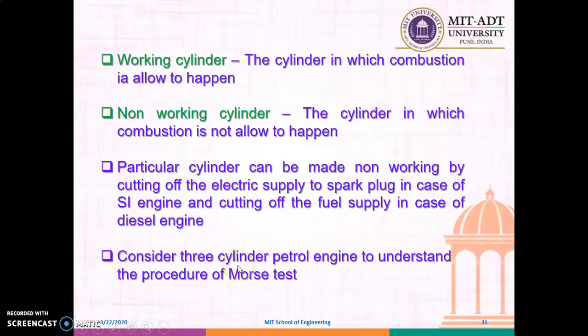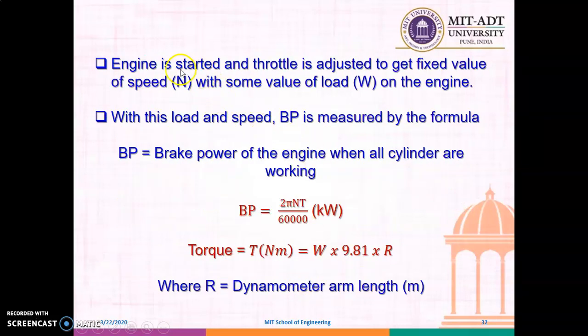Now we have to take an example of an engine to explain this Morse test further. Consider a 3-cylinder petrol engine to understand the procedure of a Morse test. Engine is started and throttle is adjusted to get some fixed value of speed with some value of load W on the engine. Now the speed we have got on the engine is N, which is measured by an RPM sensor, and the W we have obtained by the dynamometer. So with this W and N we are running the engine. With this load and speed, brake power is measured by the formula.